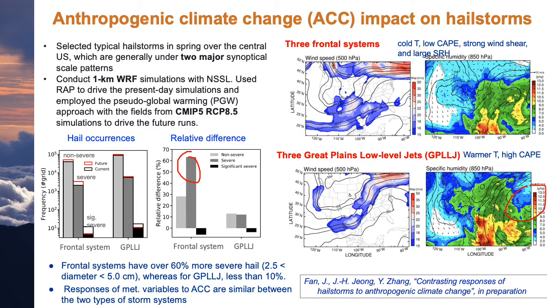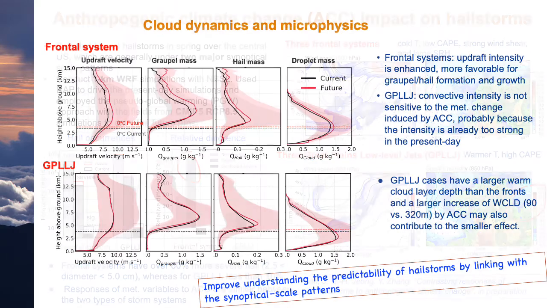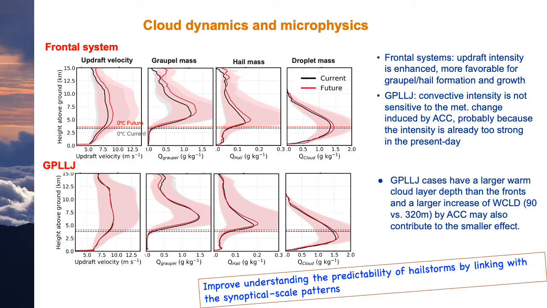This is not because the response of the meteorological conditions to the warming is different. Instead, it's because the cloud dynamics response to the warming is different. So in the front system, the convective intensity is enhanced in the future climate. This leads to much enhanced graupel and hail formation, mainly through more supercooled droplets.